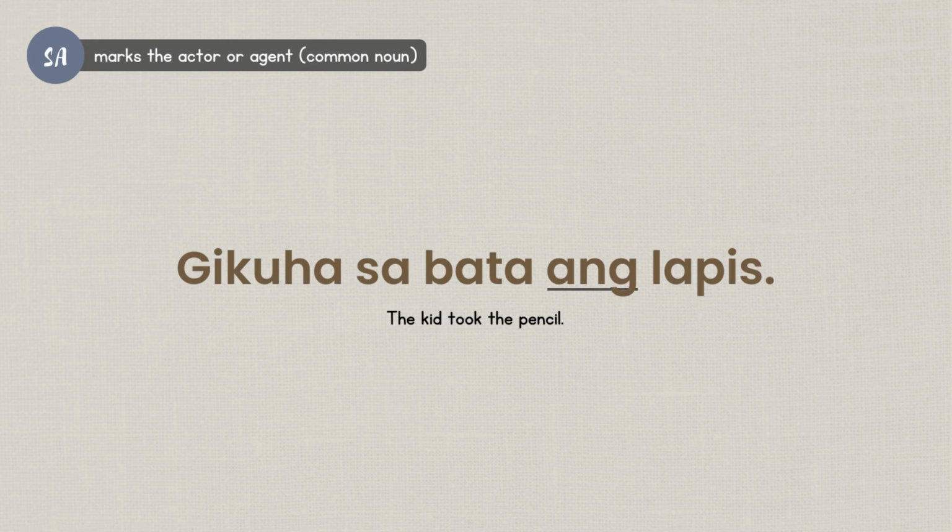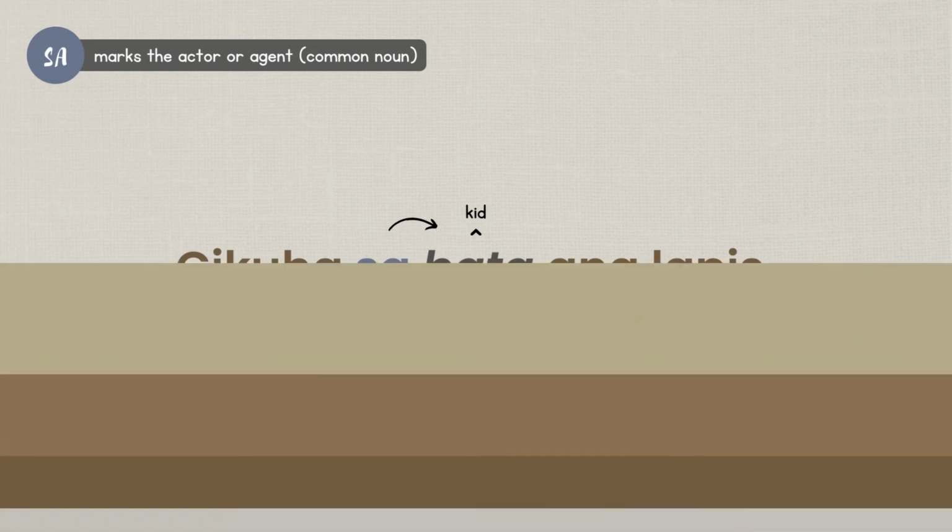Who took the pencil? The kid or bata. So in this sentence, it was marked with sa. What did the kid take? The pencil or lapis. Therefore, it was marked with ang because that's the main topic or the focus of the sentence. Sa is under the non-focus markers list, same with our next marker, which is og.